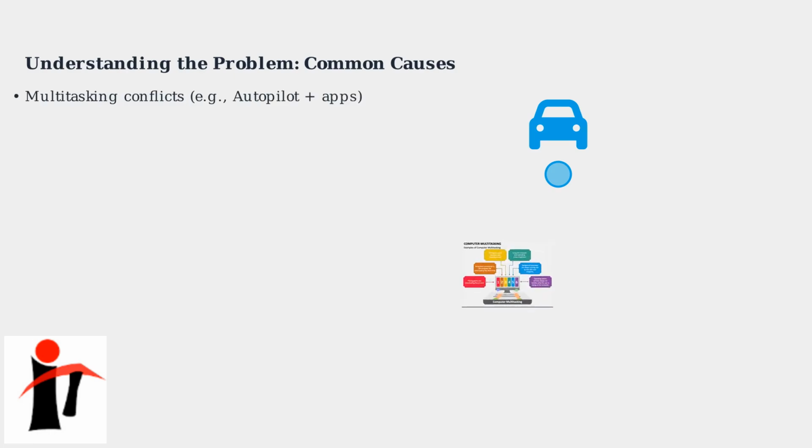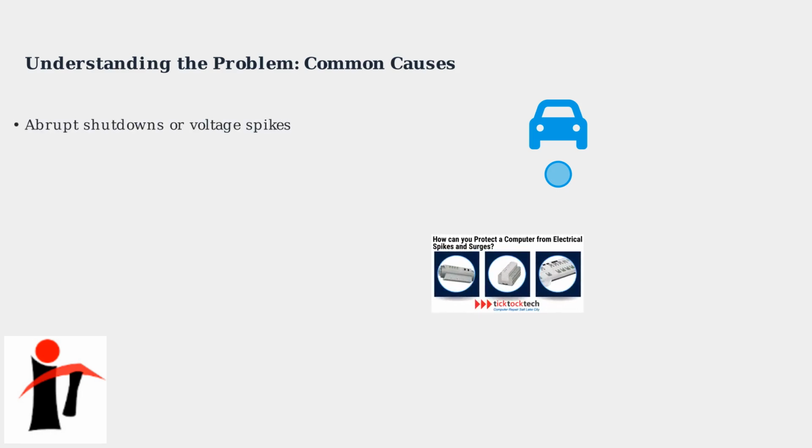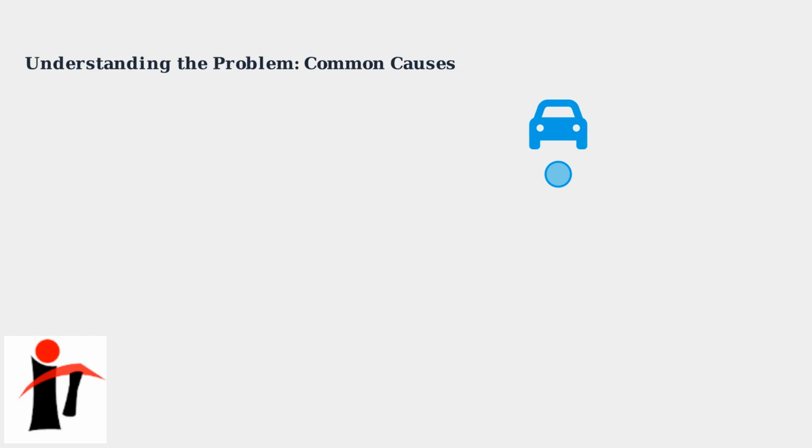Multitasking conflicts occur when running multiple functions simultaneously, such as autopilot alongside media streaming or navigation. This can overwhelm the processor and cause the screen to become unresponsive. Black screens may appear after abrupt shutdowns, voltage spikes from electrical issues, or interruptions during operations. These sudden power fluctuations can disrupt the display module.